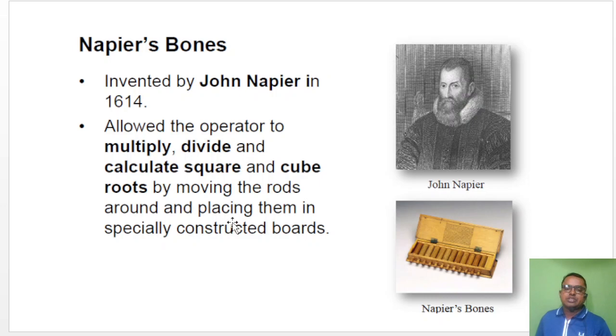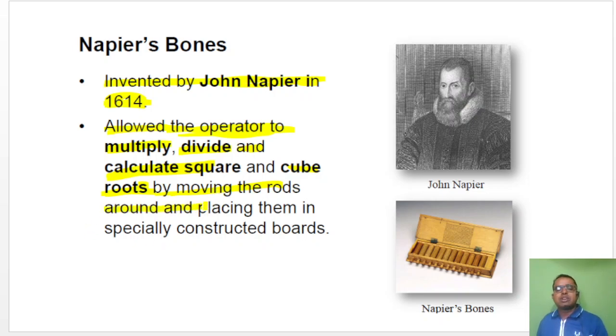So next, moving to the Napier bones model. Napier bones were invented by John Napier in the year 1614. Remember this one, it is very important. Napier bones allowed the operator, the person operating this model, to multiply, divide and calculate the square and cube roots of a number by moving the rods.